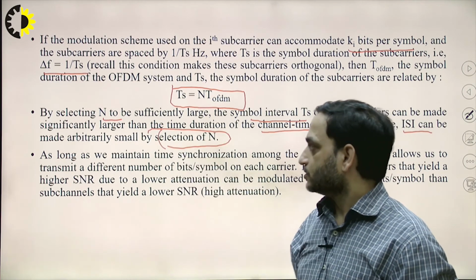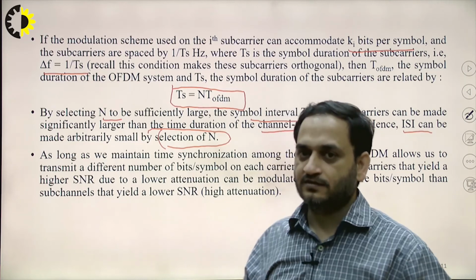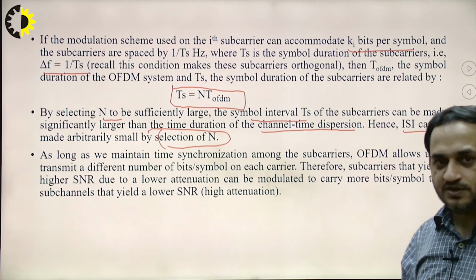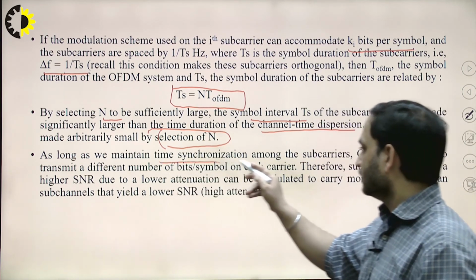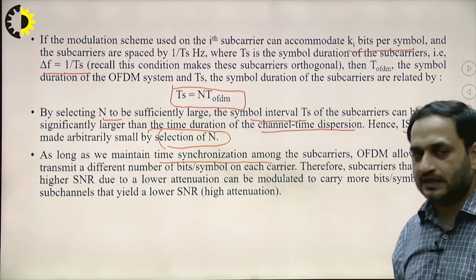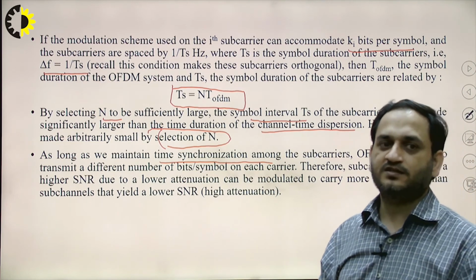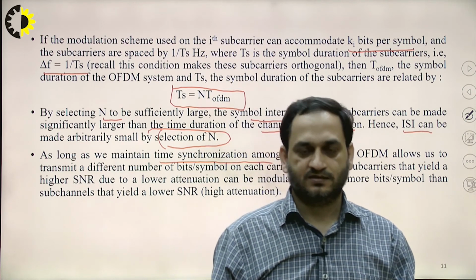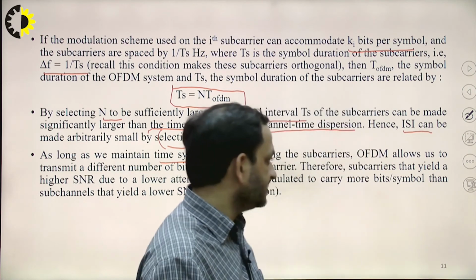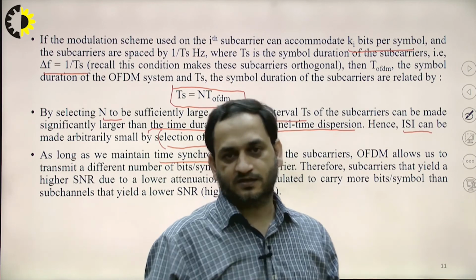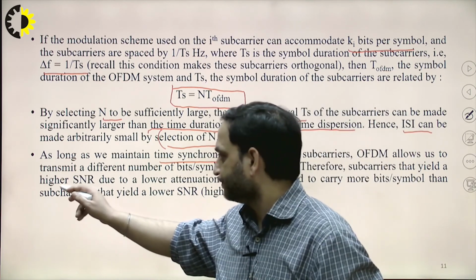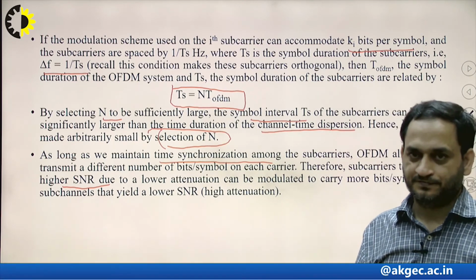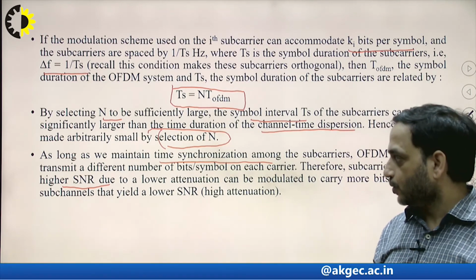So by selection of N we can mitigate the ISI. As long as we maintain the time synchronization among the subcarriers, OFDM allows us to transmit a different number of bits per symbol on each subcarrier. Therefore the subcarriers can yield a higher SNR. Another property is that when we are using OFDM, the SNR will be very high, and this is due to a very low attenuation.